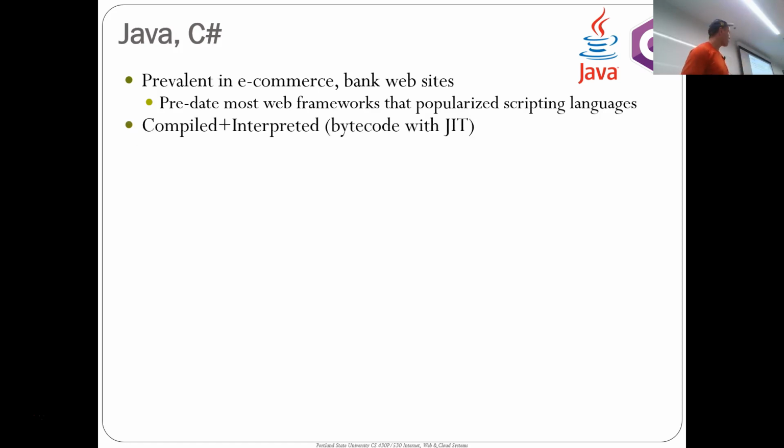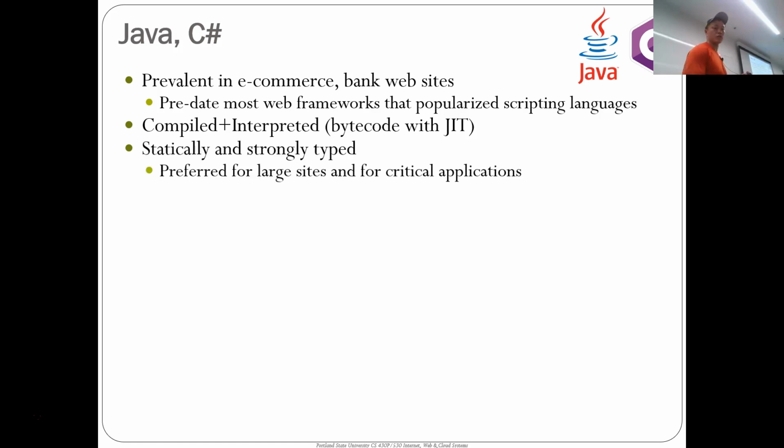So a lot of applications got written in Java and then C#. With these languages, you compile down to bytecode, and then it's interpreted by either the .NET runtime or the Java virtual machine in the case of Java. And then they do have just-in-time compilation of the bytecode for both of these if you choose to do so. They are strongly and statically typed, and there's a reason, because these are typically mission-critical applications for e-commerce and banks.